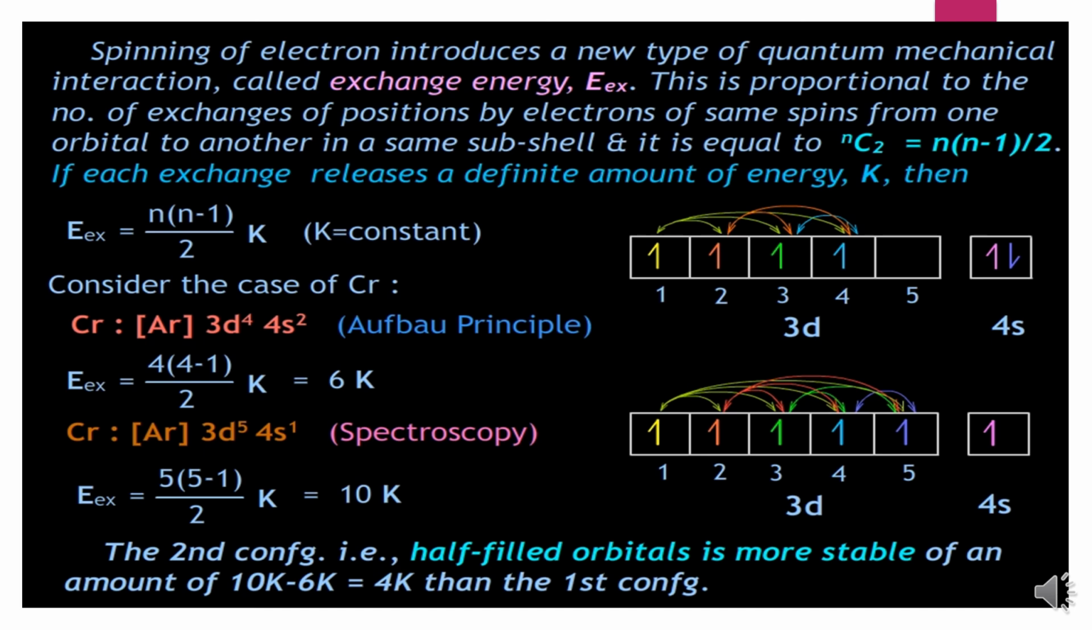Hence we can say this exactly half-filled and completely filled configuration provides extra stability to the electronic configuration. Hence this violation of Aufbau principle takes place in these two elements, chromium and copper. So I think these configurations are clear to you all. Thank you. Have a nice day.